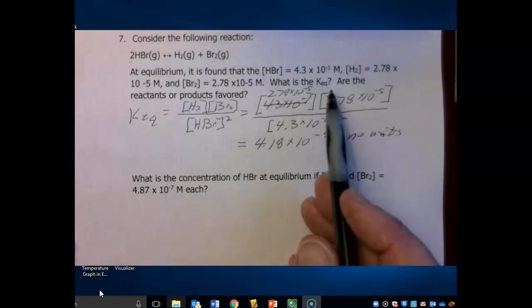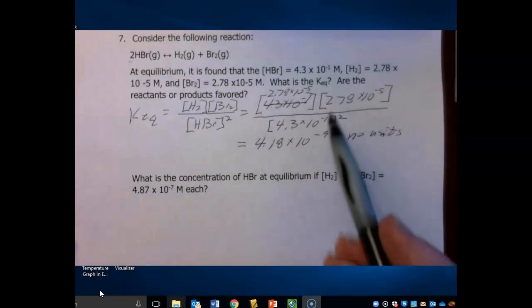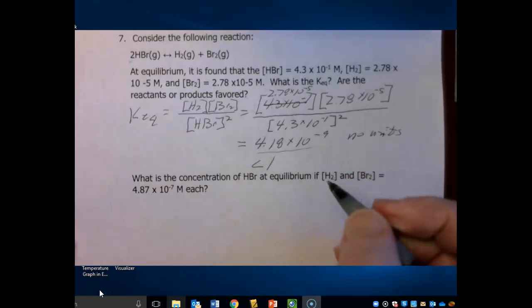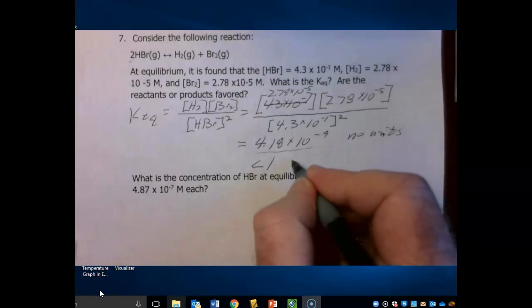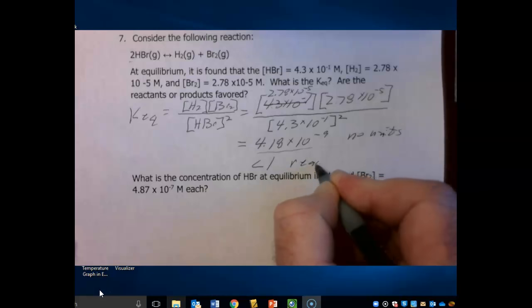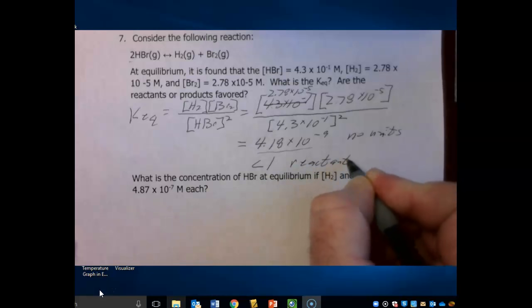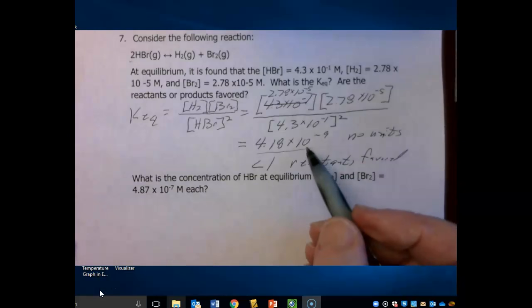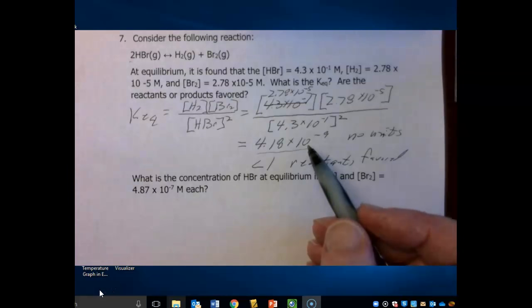Now, the second part of this question was, are the reactants or products favored? Well, this number is very much less than 1, so that means the reactants are favored. Okay, we said if we're less than 1, reactants are favored. If we're greater than 1, then the products are favored.